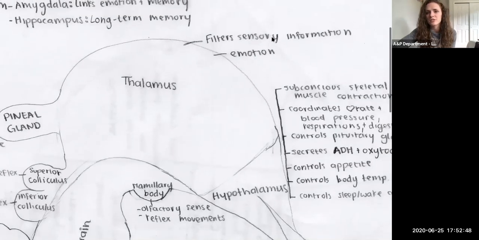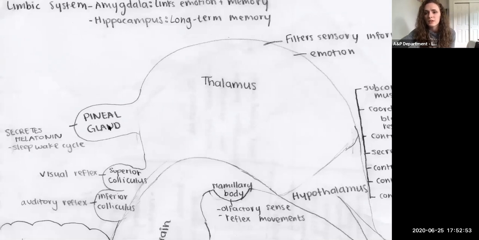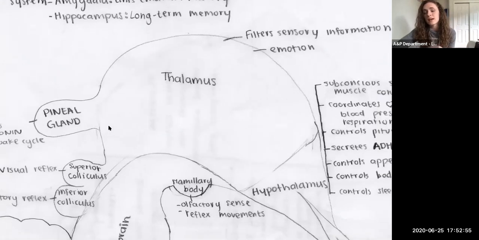So thalamus, filters sensory information, is involved in emotion. Pineal gland secretes melatonin. Just, that's how I found studying helps. If it doesn't work for you, that's fine. But there's just a little trick.